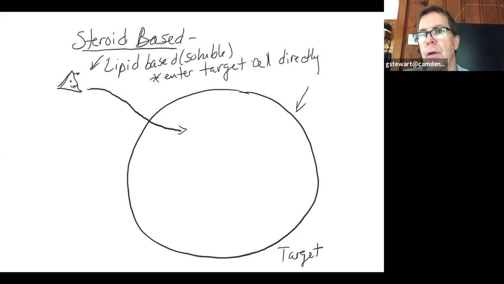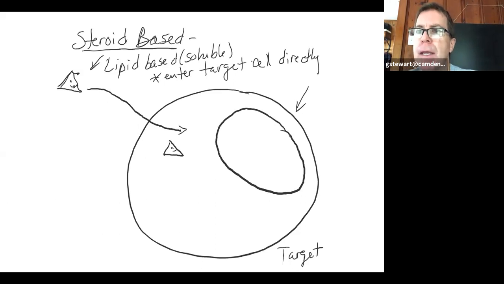So now this steroid is inside of the target cell because it can just slide right through that plasma membrane. I'm going to draw a nucleus because we'll end up talking about that in a minute. Sorry about the writing. I know it's frustrating for me too. So there's our steroid-based hormone.